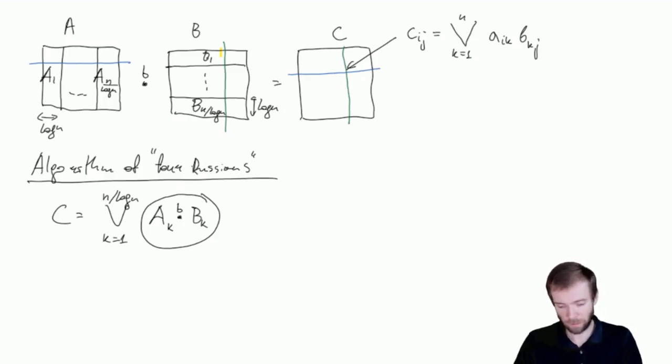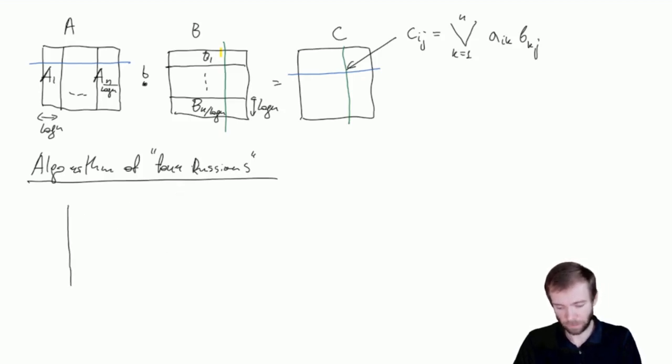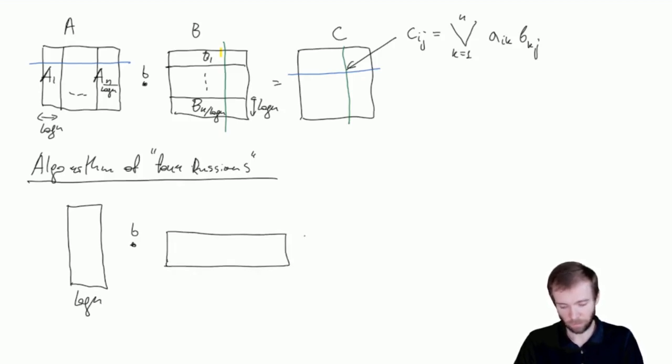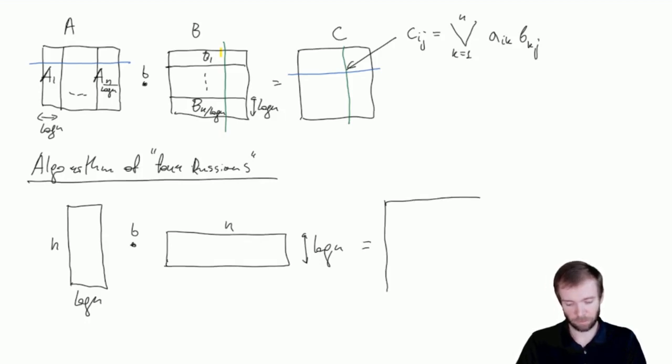So now let's take these matrices AK and BK. AK is a matrix which has width logarithm of n, and we are computing the Boolean product of this matrix by a matrix of height logarithm of n. And the other dimension is n. So when we are multiplying these matrices, we get an n by n matrix. And by taking element-wise disjunctions of these matrices, we are getting the matrix C.